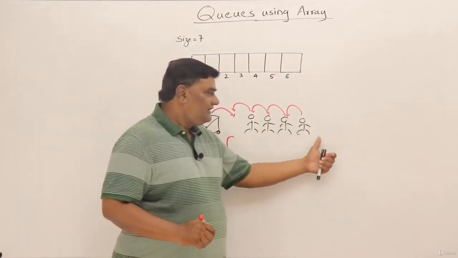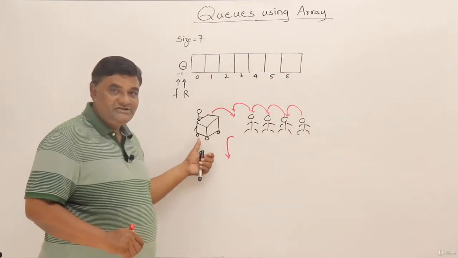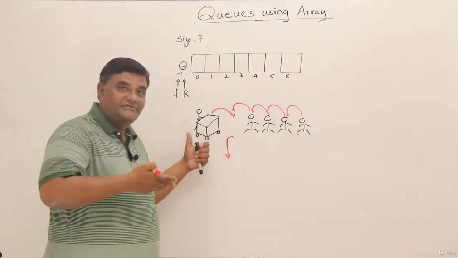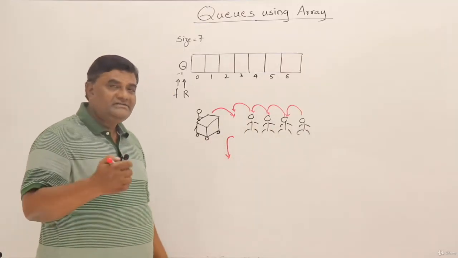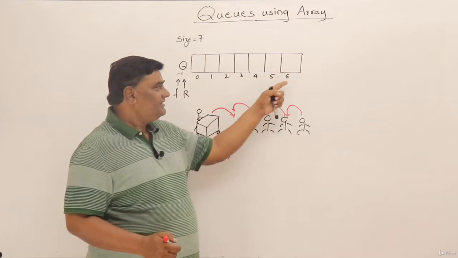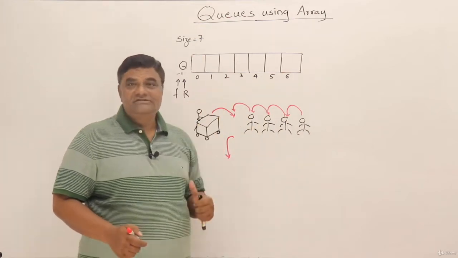One pointer we use for insertion and one pointer we use for deletion. So instead of shifting the elements, we will move the pointer. So let us see the implementation. For that, I have taken a queue here. I'll explain how this queue works.